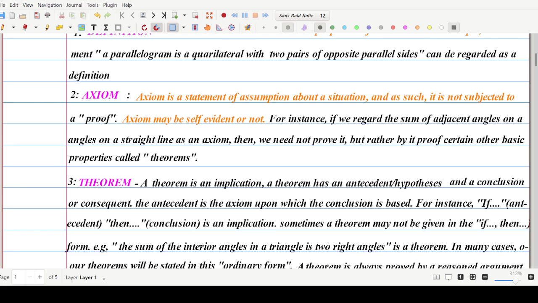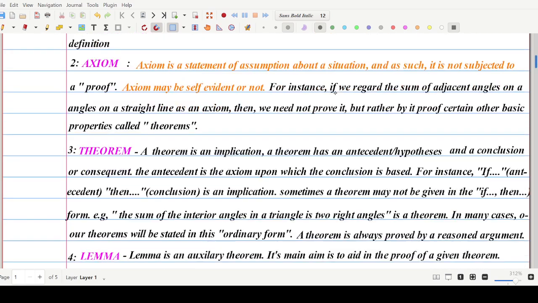Sometimes a theorem may not be given in the if and then format. Sometimes you will not see a theorem given in this format, that is if ... then ... Rather, you will see it in the ordinary form. For example, I give an example here. Example: the sum of the interior angles in a triangle is 2 right angles. You see that this statement does not present in the if then format. Rather it presents itself in the ordinary form.